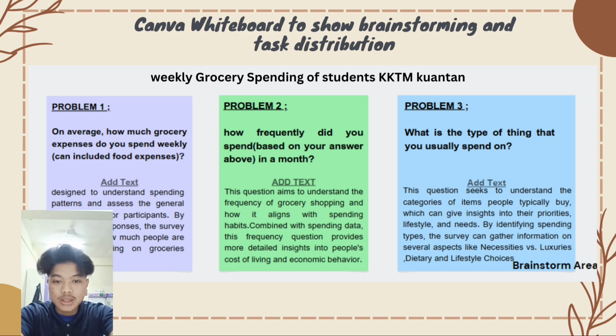For problem 3, what type of things do you usually spend on? This question seeks to understand the categories of items people typically buy, which can give us insight into their priorities, lifestyle, and needs. By identifying spending types, the survey can gather information on several aspects like necessities versus luxuries, dietary, and lifestyle choices.